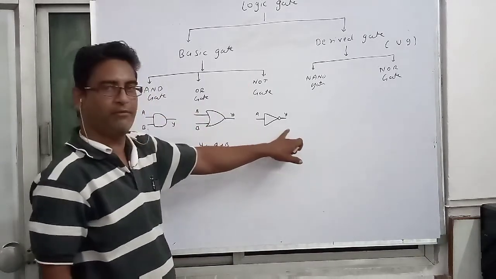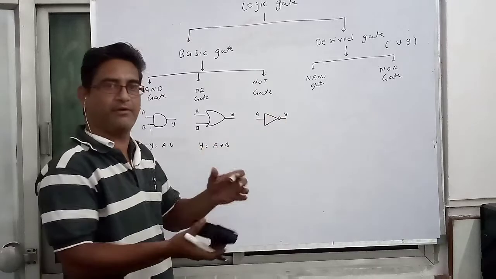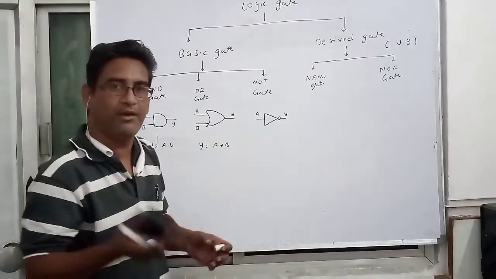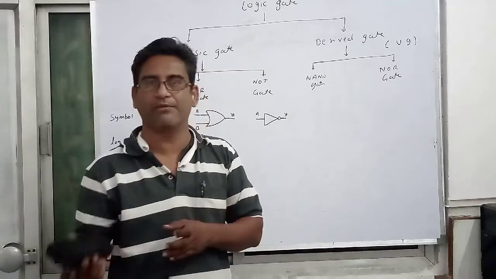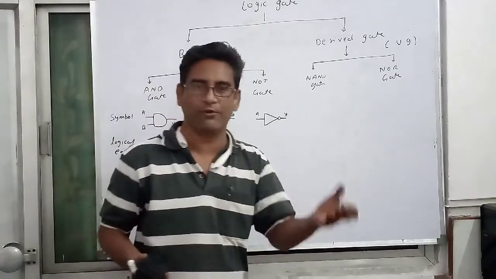We are getting the inverted value, or you may say that whatever the previous, in the first topic we have studied the complement of any number. Where there is a 0, we will get the output as a 1, and where there is a 1, we will get the output as a 0.